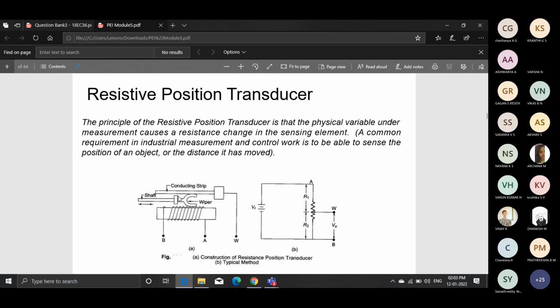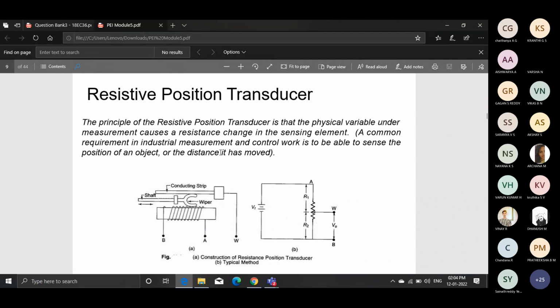The principle of the resistive position transducer is that the physical variable under measurement causes the resistance change in the sensing element. Currently, we are not using this type of resistor, that is rheostats, in any of the campuses. Previously we used to keep moving over the conducting strip and shaft. Based on that, we can measure it.